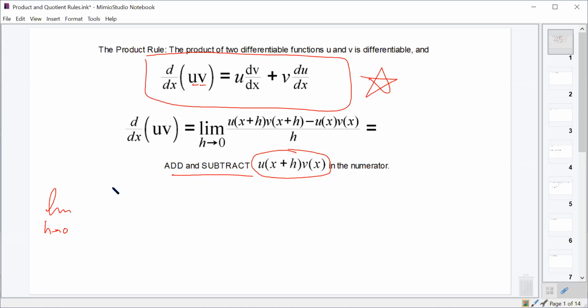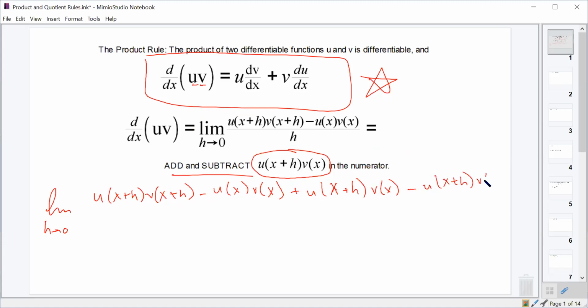So what we're going to do then, like I said, is add this term, u of x plus h v of x, and subtract that term in the numerator. And it's okay to do that, right? Because if I add the thing and then I subtract the thing, it's really like I've done absolutely nothing. Would you all agree with that? Yes. All right. So there's my plus u of x plus h v of x, and there's my minus u of x plus h v of x, all over h.